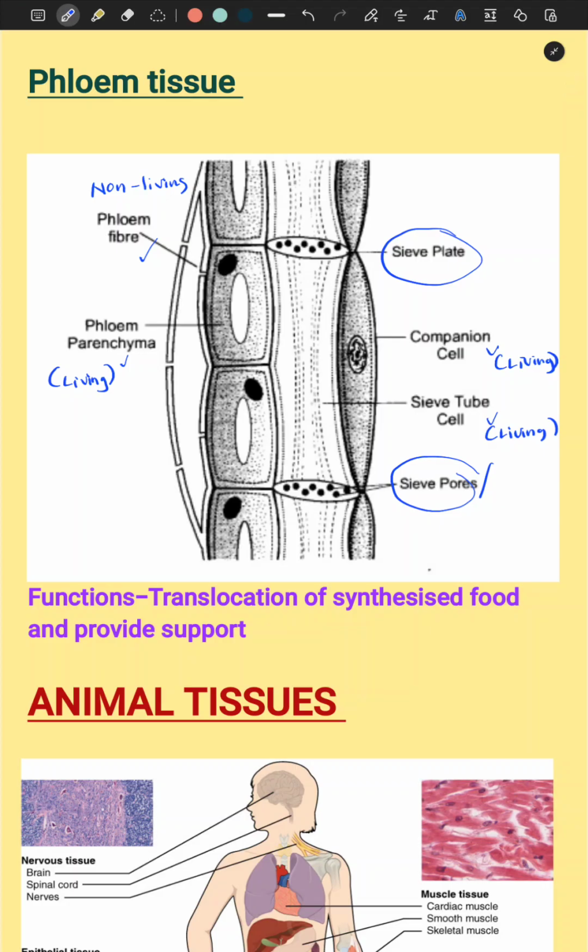The phloem tissue is involved in translocation of synthesized food and provides support to the plant. It is translocation, not transportation, right? This translocation of food is done by the sieve tube cell. It doesn't consist of a nucleus. It is controlled by the companion cell.